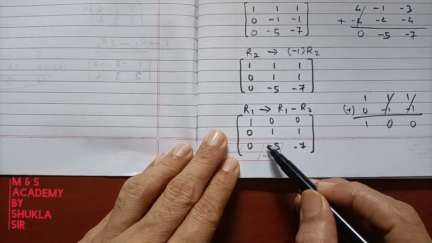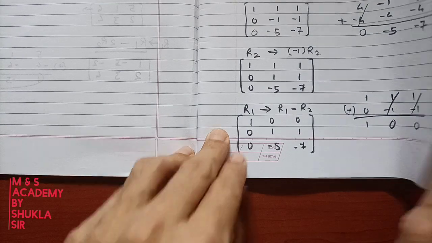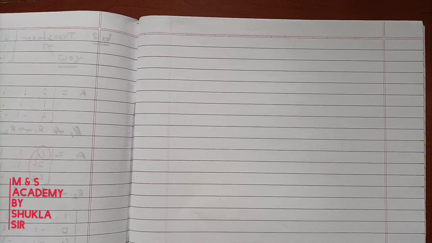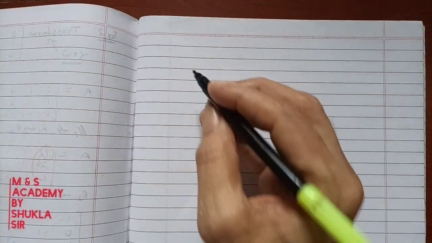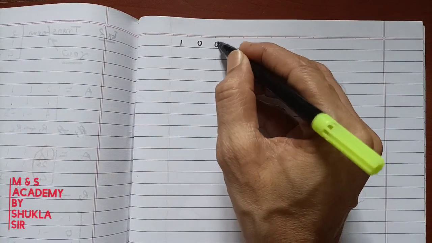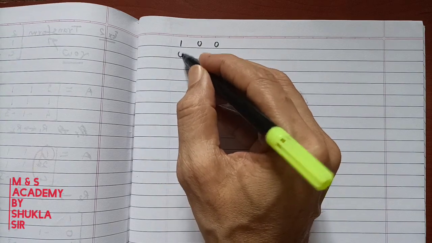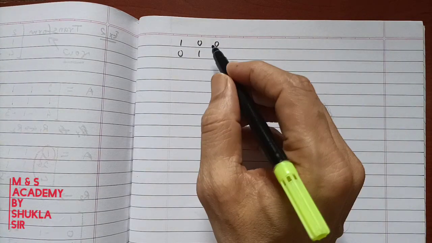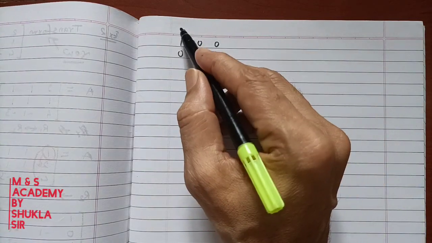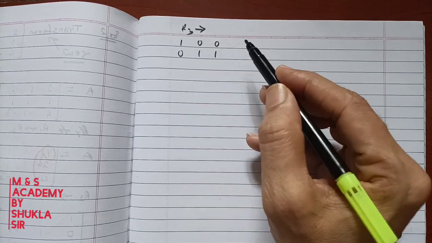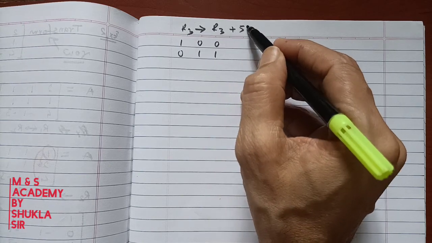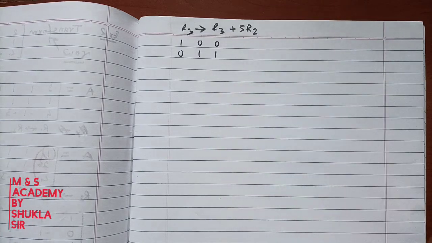Next we'll make this minus 5 a 0. So we'll write first 1, 0, 0, 0, 1, 1, and since we want to change R3, R3 we are changing R3 plus 5 times R2.